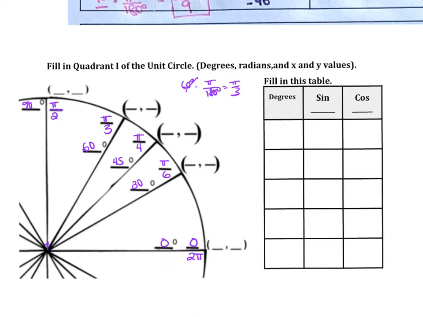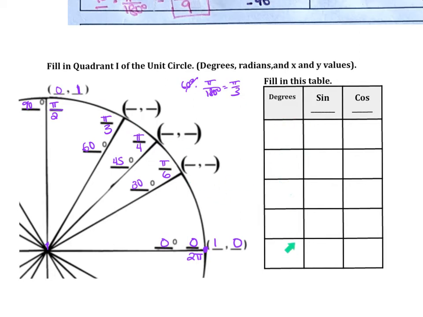Then we know that this point here on the unit circle, the x value is 1 and the y value is 0. X is 1, y is 0. And then all the way at the top up here, the x value is 0, and y is a positive 1. So those are our quadrantal angles. Now it's these other values in the middle.